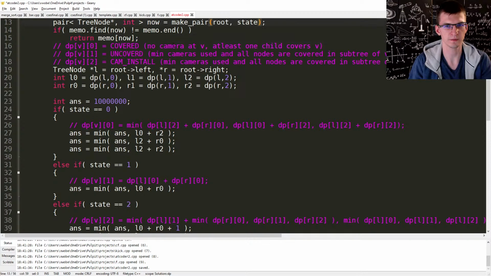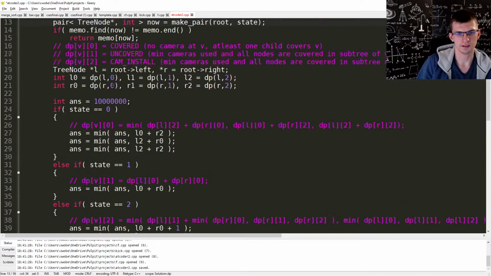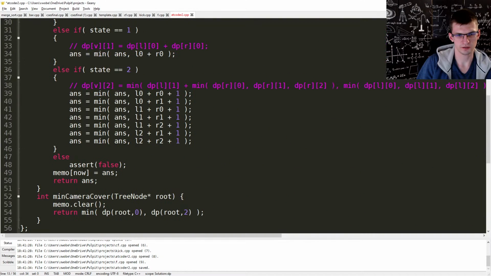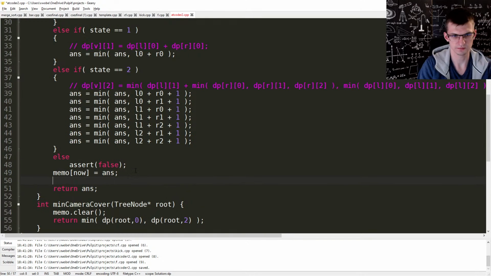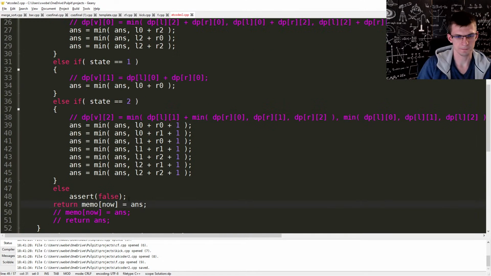Like this. Also, I would call it state or current state, but now it's also fine. It denotes the current state. And indeed, at the end, while returning, we need to say this. This can be a one-liner. Return memo now is the answer. This is allowed instead of those 2 lines. Not that it's very important.